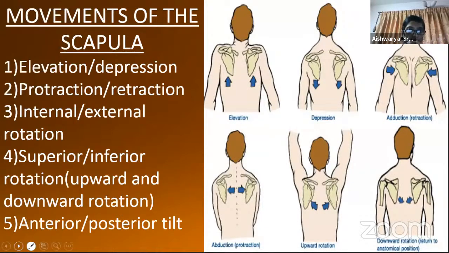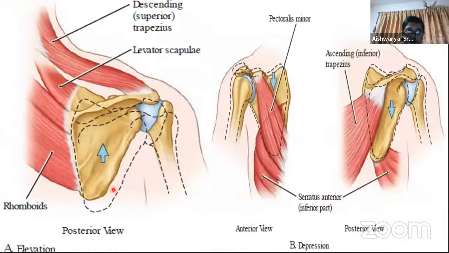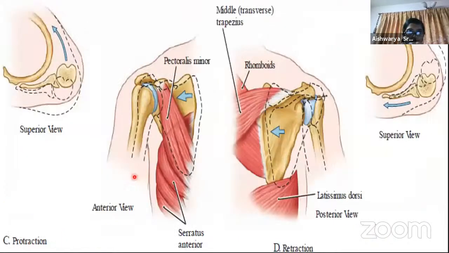Now, coming to the muscles that are responsible for the movements. The upper trapezius, the levator scapulae, and the rhomboids are the elevators of the scapula. The pectoralis minor, the serratus anterior, and the inferior trapezius or the lower trapezius are the depressors of the scapula. Coming to the protractors, the pectoralis minor, which is mainly present in the anterior or the front portion of the chest, and then we have the serratus anterior, which is present in the side portion of the thorax.